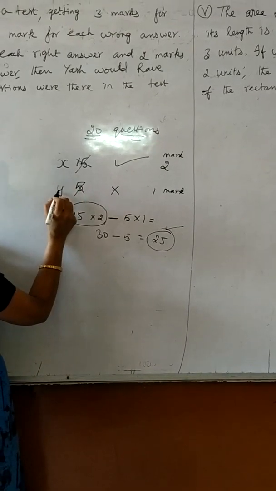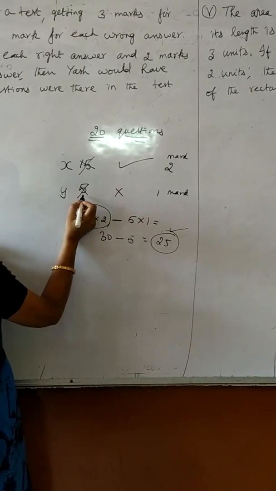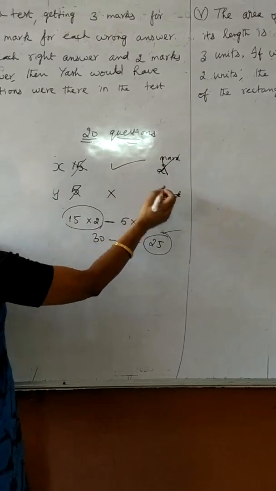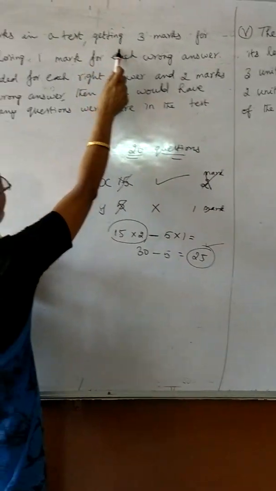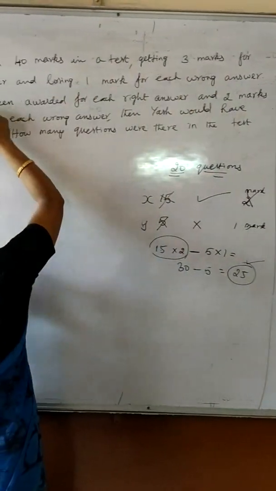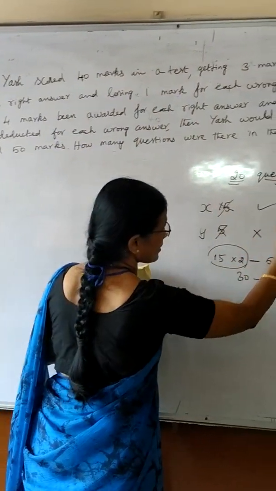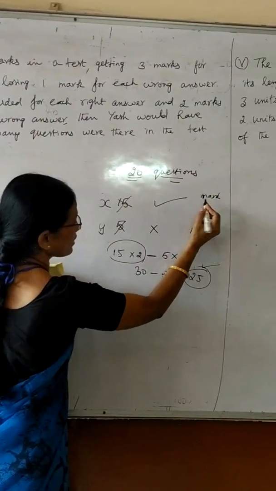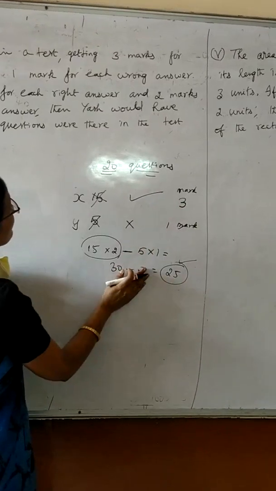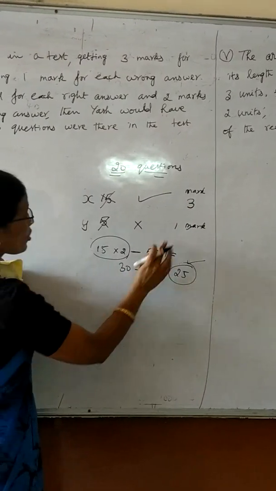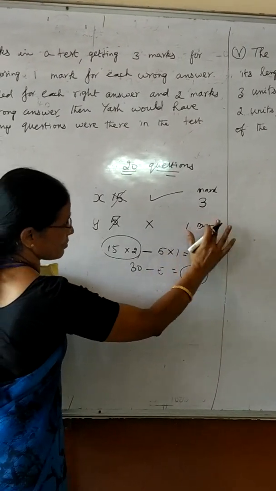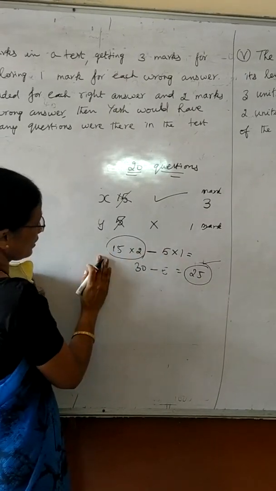I am going to take y as the number of wrong answers. But here the marking is given. A test gives 3 marks for each right answer. If the answer is right, how many marks are you getting here? 3 marks you are getting. And for each wrong answer, 1 mark is subtracted. So hope you understood that example.